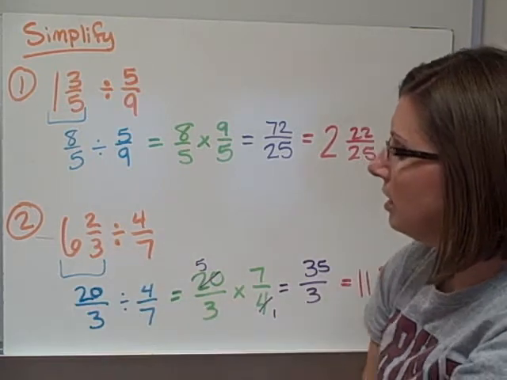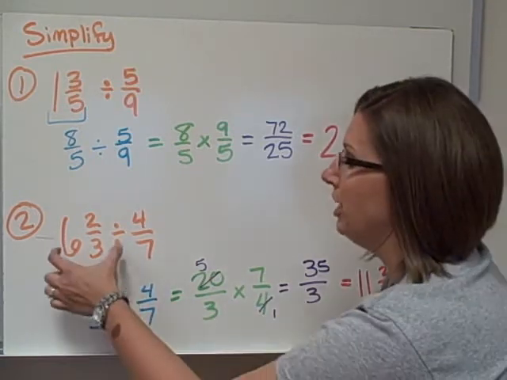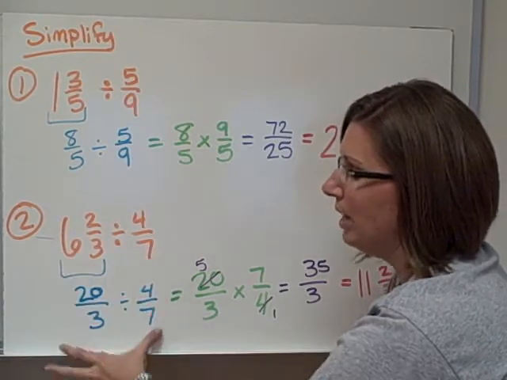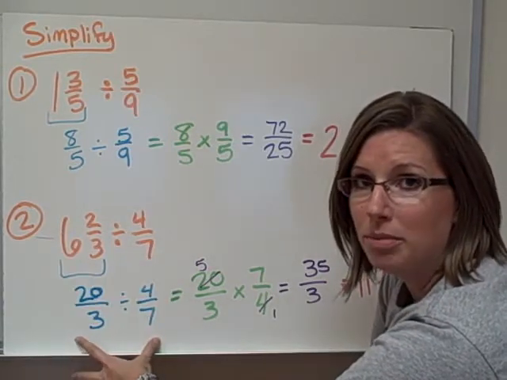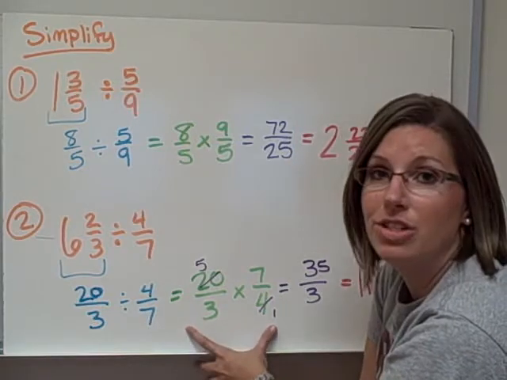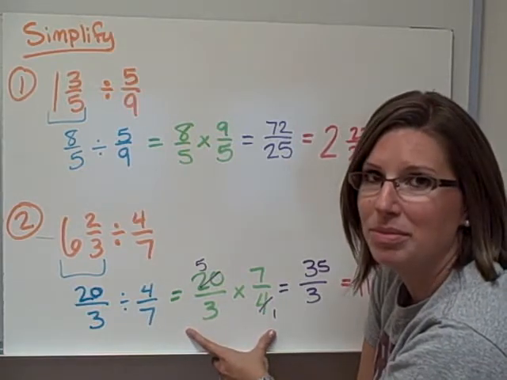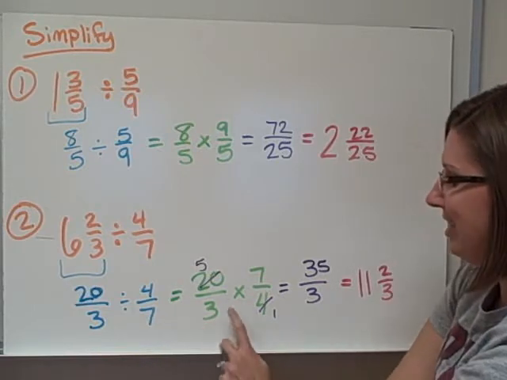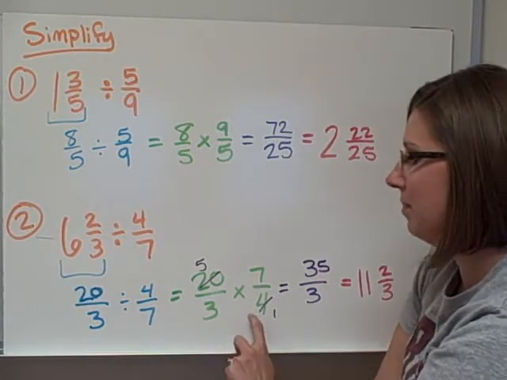For number 2, same thing. I've got to change my mixed number to an improper fraction. Once I've written down the whole problem, then I'm allowed to change it to a multiplication problem. So here I've got 20/3 times 7/4.